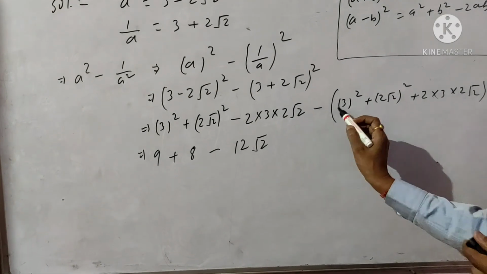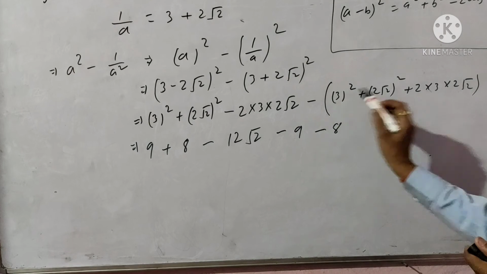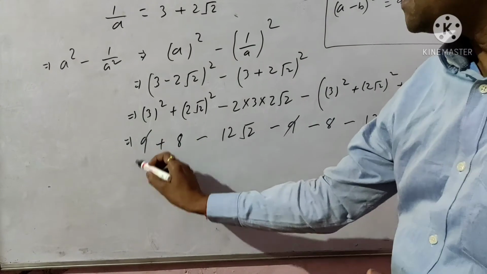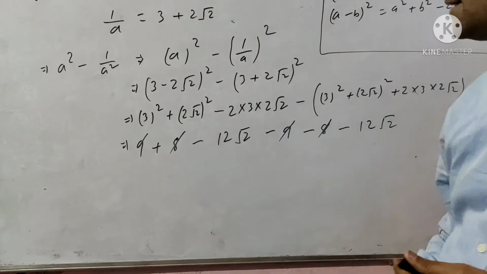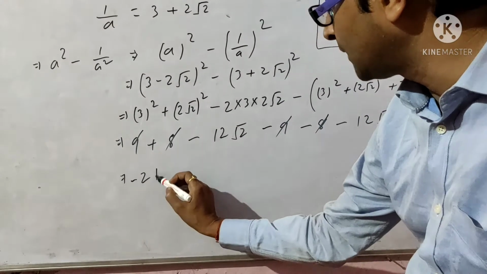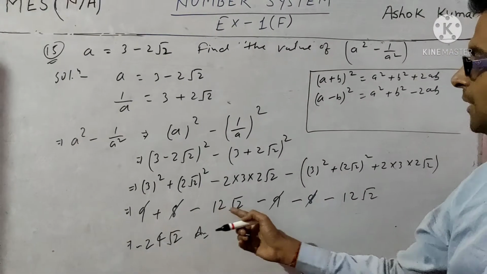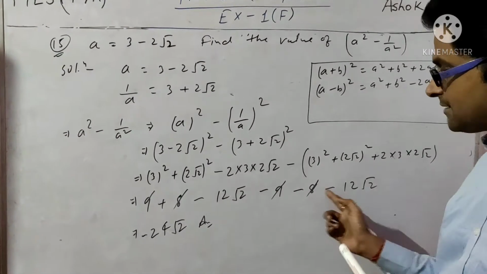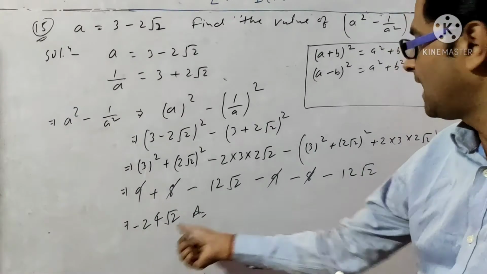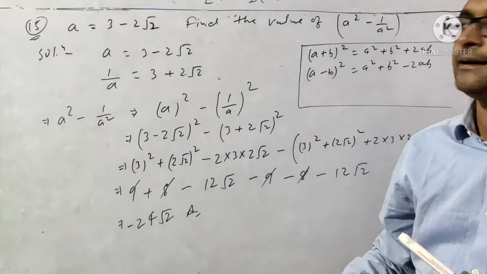Okay, and the negative sign multiplies in each term. So we can write here minus 9, minus 8 and plus minus minus 12 root 2. So here minus 8 and plus 8 are cancelled and the final answer is 24 minus 24 under root 2. This is your final answer because minus 12 root 2 and minus 12 root 2, so minus minus is plus. So 12 plus 12 is 24 and take the negative sign here and root 2 is already there. So minus 24 root 2 is your final answer.